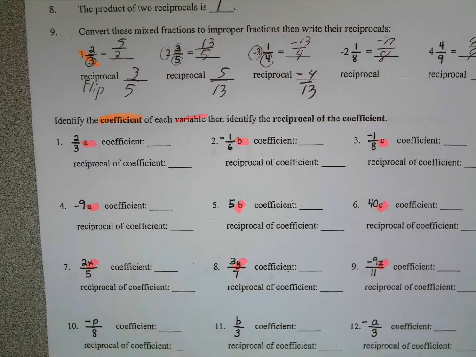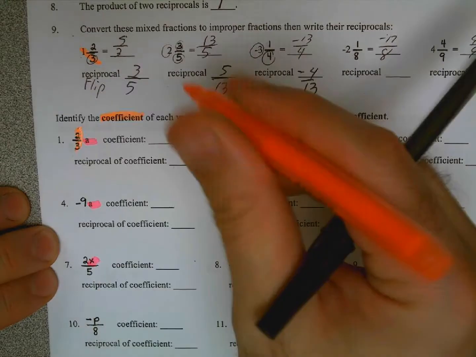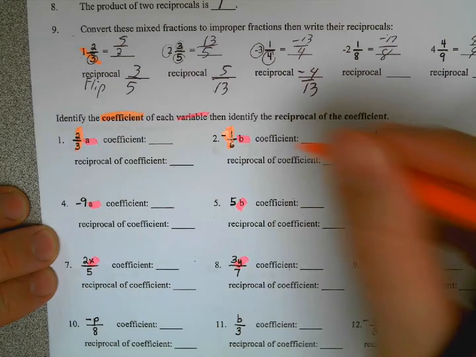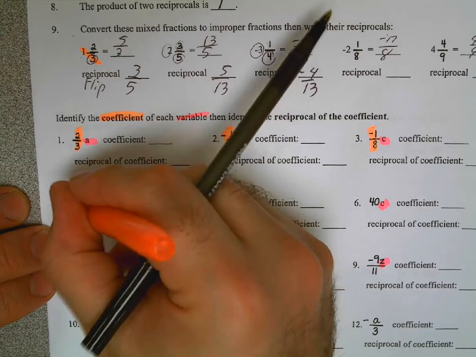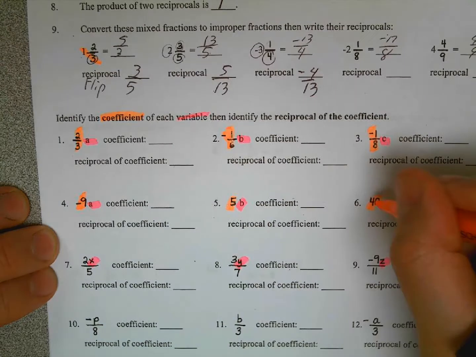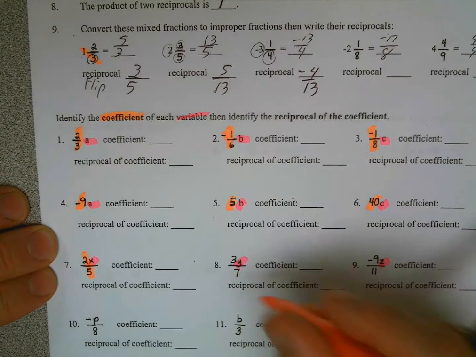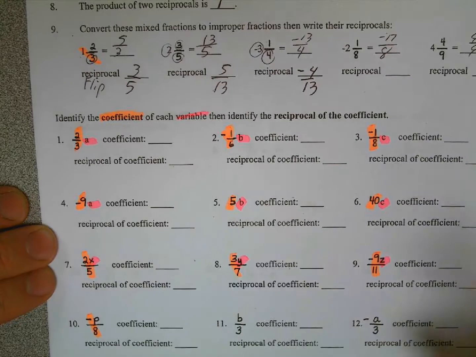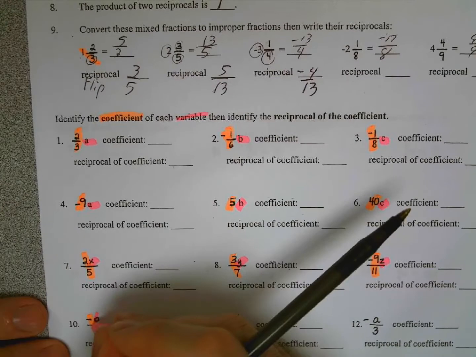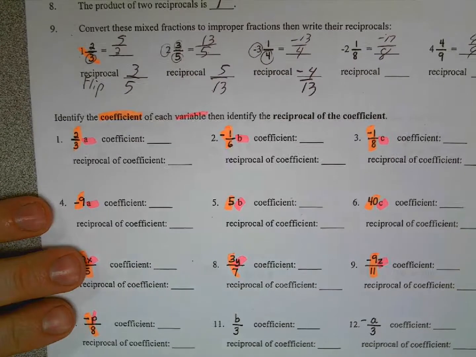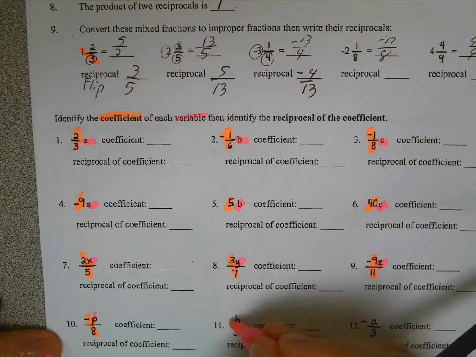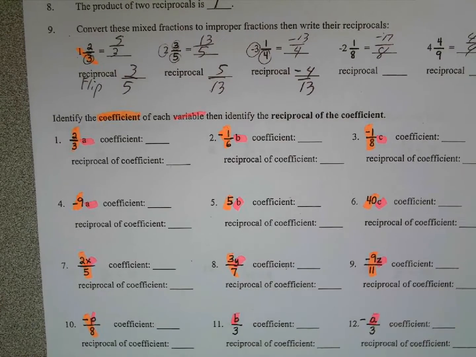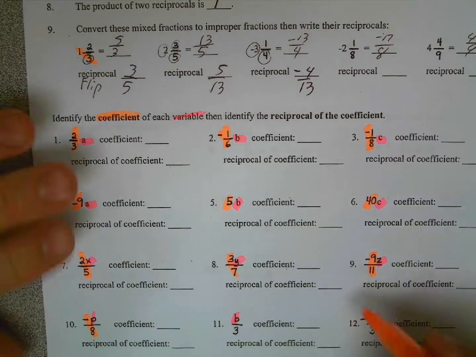The coefficient is the number in front. So the coefficient, don't forget the signs, is the number in front. All right, so here the letter is the variable. The negative is actually part of the coefficient.